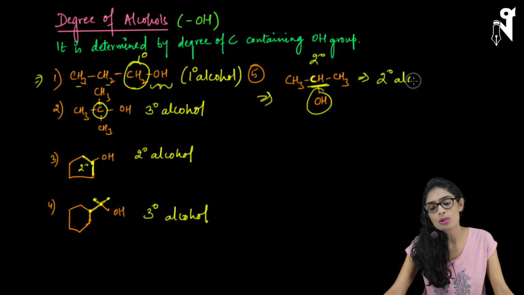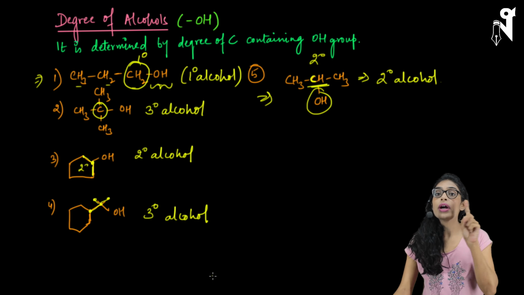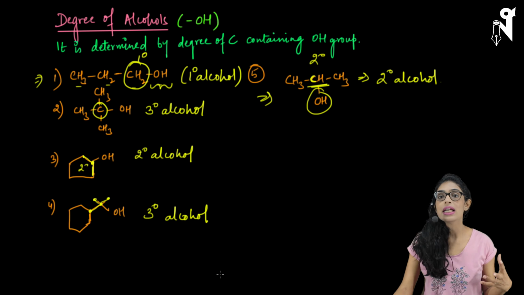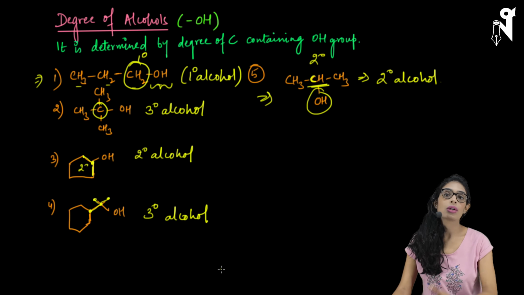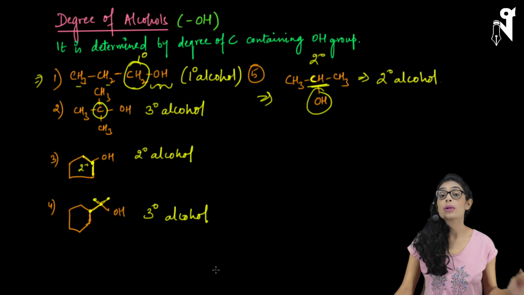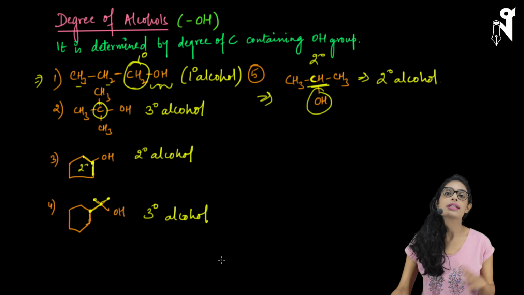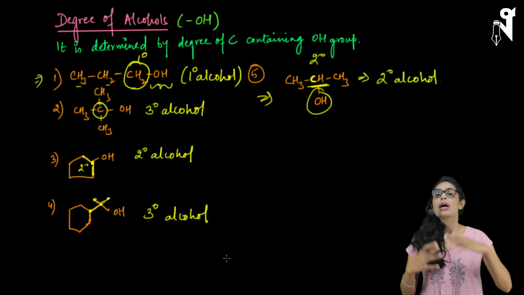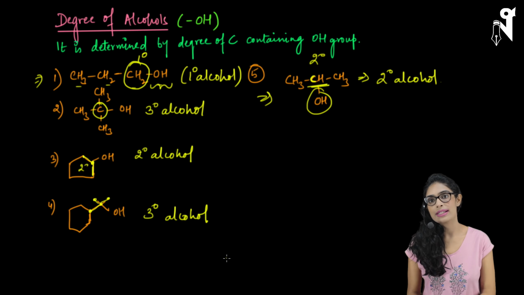So I hope you have understood how to find out the degree of the carbon. Once you know how to find out the degree of carbon, it is very easy to figure out the degree of haloalkane or alkyl halide or alcohol or any such thing. Okay, now let's talk about the next degree, that is the degree of amines, and that is not the same as haloalkanes or alcohols. That has a slight change, so let's figure out what exactly it is.